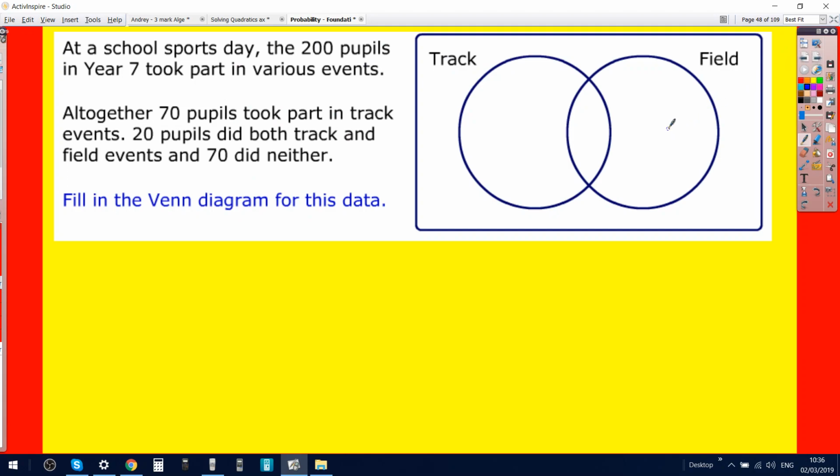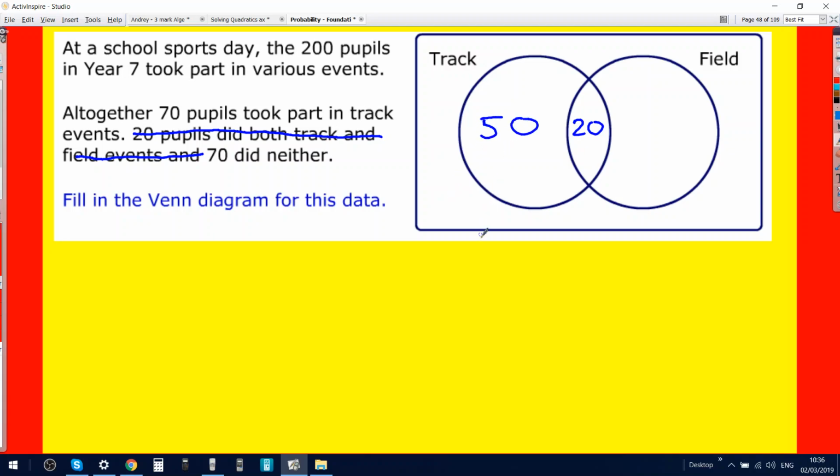Okay, so this time you're given a blank one. You have to fill it in. So 100 pupils in year 7 took part in various events. 70 pupils took part in track events. 20 did both track and field events. 70 did neither. So would you say in the middle would be 20? So you would, because they did both, that'll leave you with 50 pupils that took part in track events, and 70 did neither. So that would be on the outside, wouldn't it?